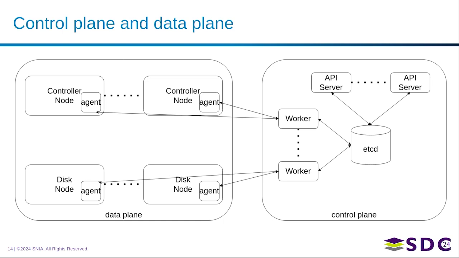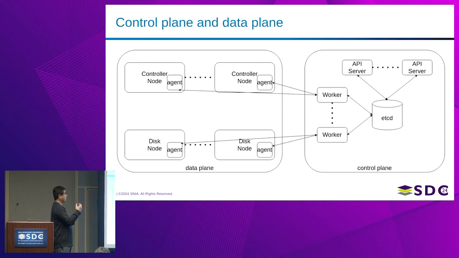We store all the states in the etcd, and we have API servers. They accept API requests and store the desired states to the etcd, and we have multiple workers. Each worker will control a subset of the controller nodes and the disk nodes. They read data from the etcd and sync up the cluster configuration to the controller node and the disk node.